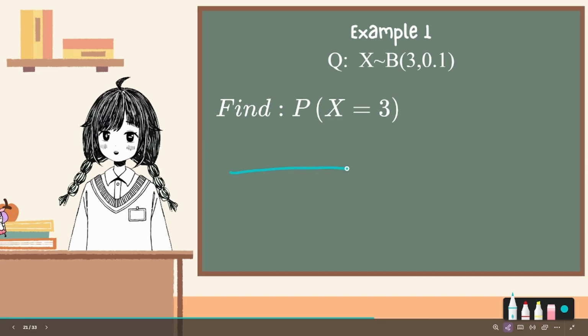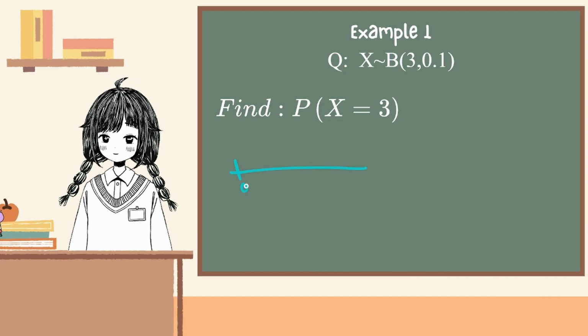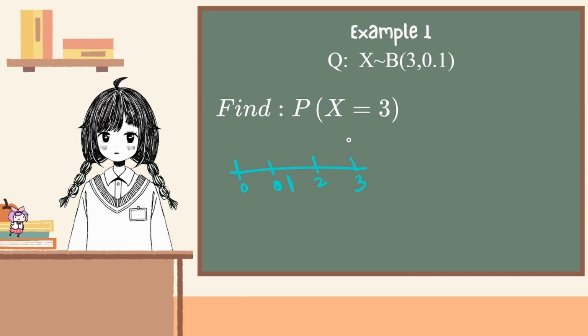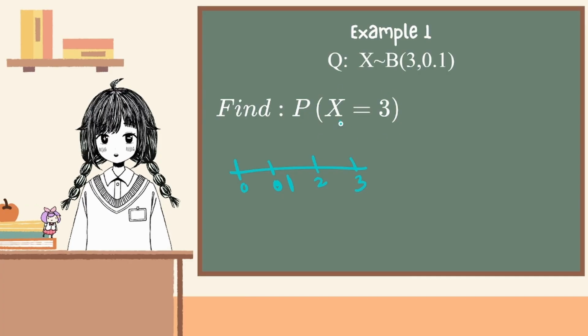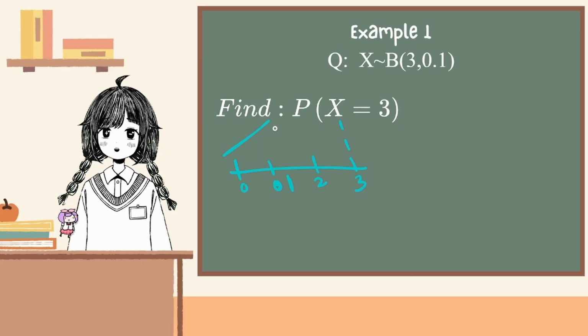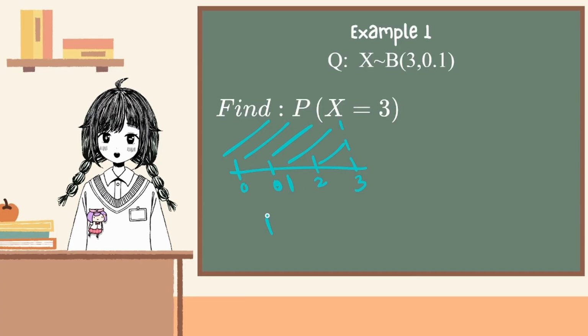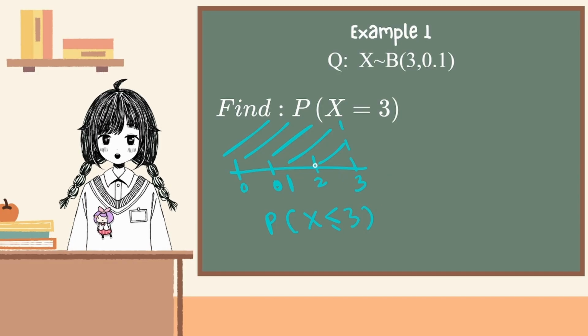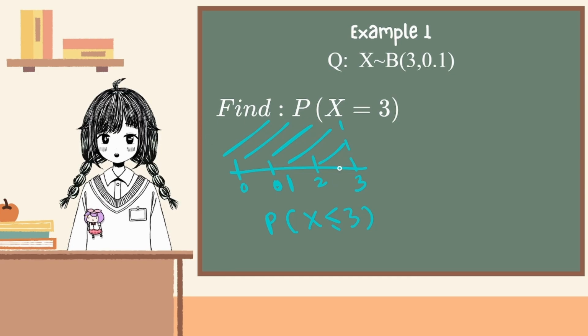So we draw the graph back: 1, 0, 1, 3. Since the answer that we want is exactly 3, try to cross all of this first. So again, like I said, it's P(X ≤ 3). And then we want to remove the whole thing to get only this part of the graph.